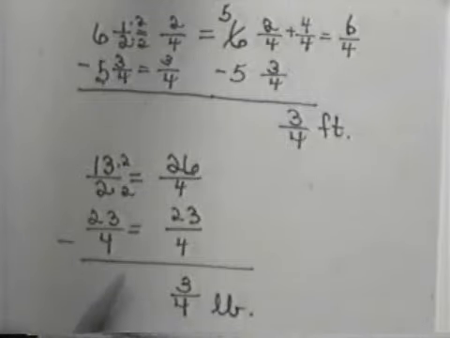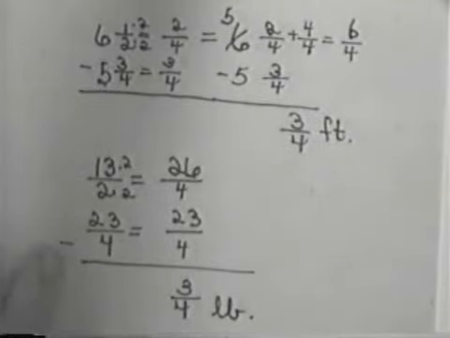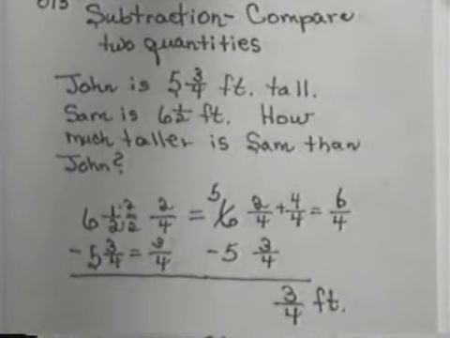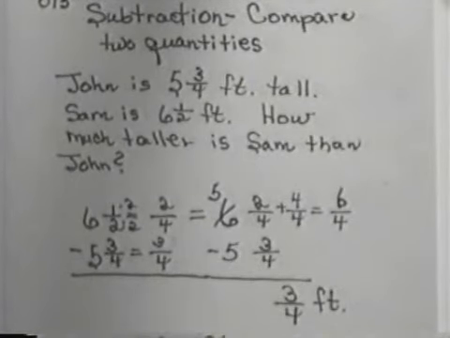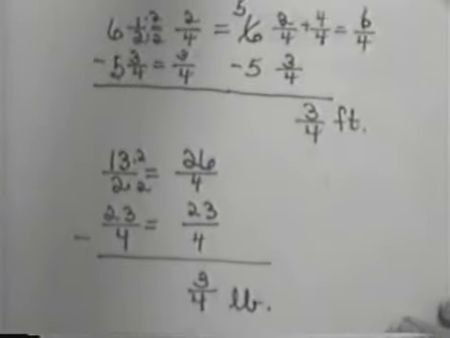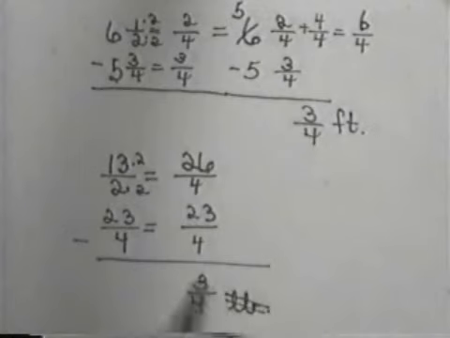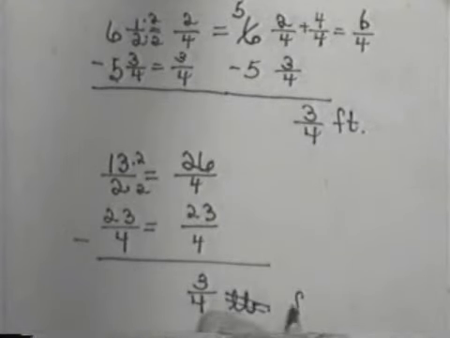Uh-oh, I just realized, let's go back to the original problem up here. We're talking about how much taller is Sam than John, and things are being measured in feet. So my answer is 3/4 of a foot. I need to make sure here I have the same thing when I did it with improper. I don't have pounds, I have a part of a foot. So my answer would be 3/4 of a foot.